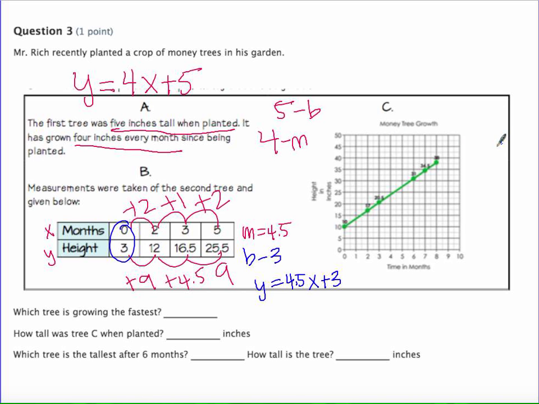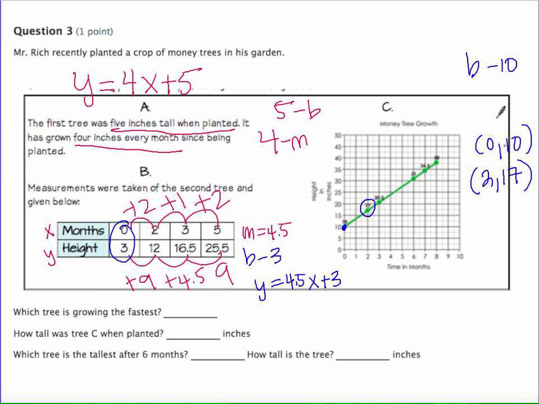And then the last one, tree C, starts out at 10 inches, so the y-intercept is 10. And then the rate of change, I can't really see very clearly, but they do provide us with some numbers. So I could use the point 0, 10 and pick any other of these good points. I have the point 2, 17 here. They tell us that's landing on 17.